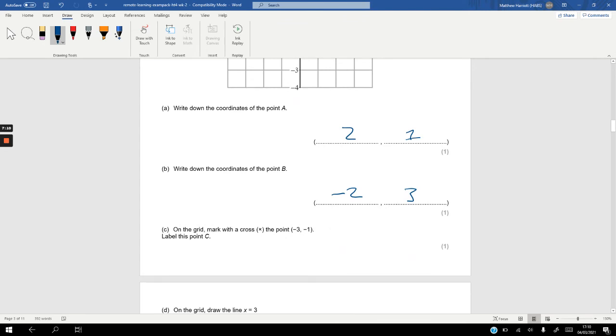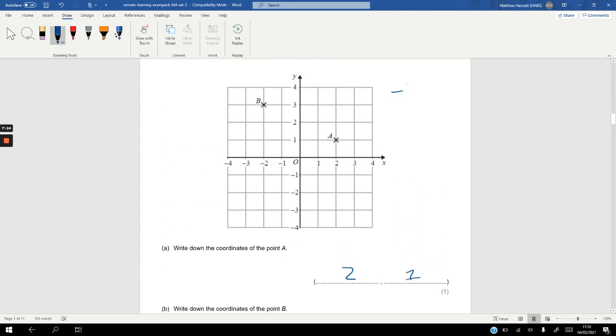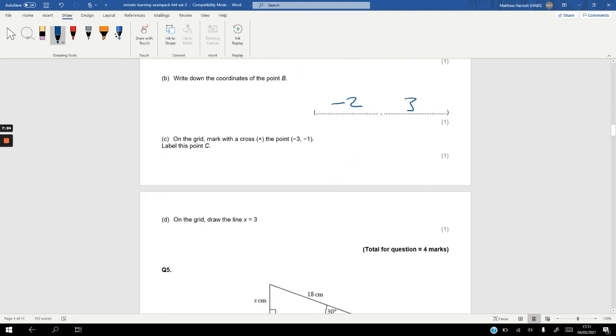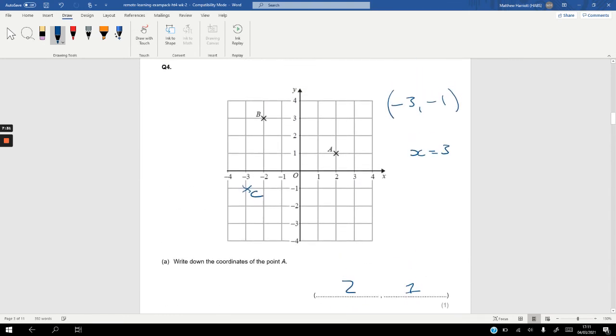It says on the grid mark across the point -3, -1. Okay, I'm going to write that here for us. -3, -1. So go -3 and then down 1. So mark it there and label it C. Then it says on the grid, draw the line x equals 3. Again, I'm just going to write that here because I can't get it all on the screen at once. I draw the line x equals 3.